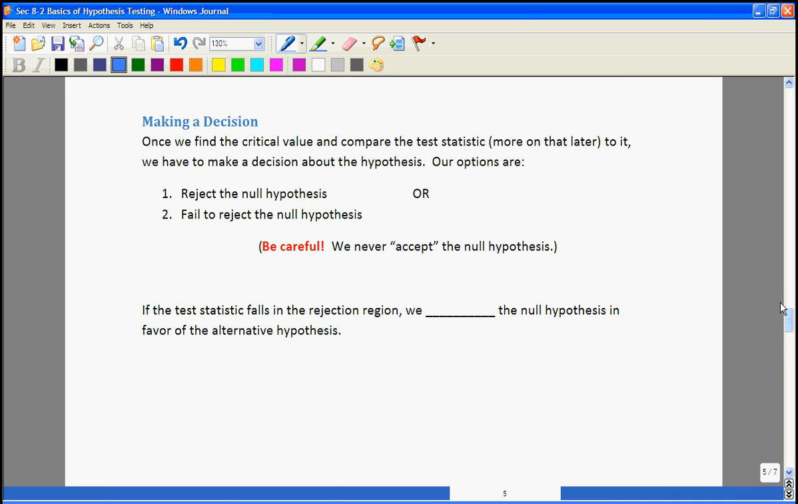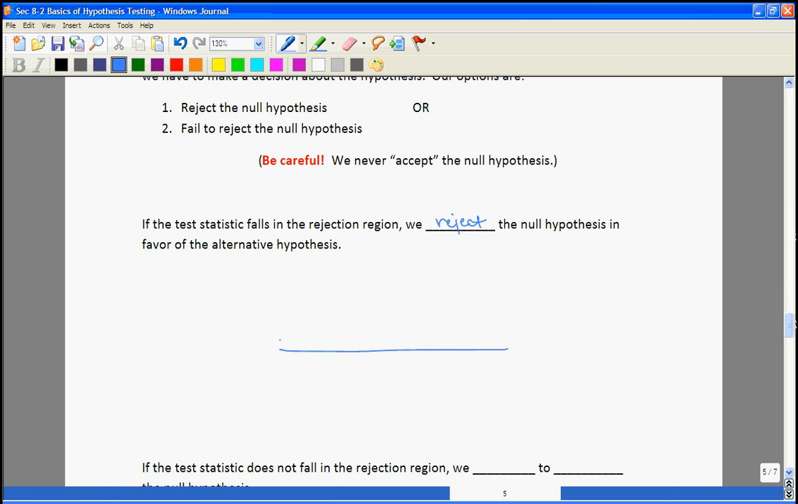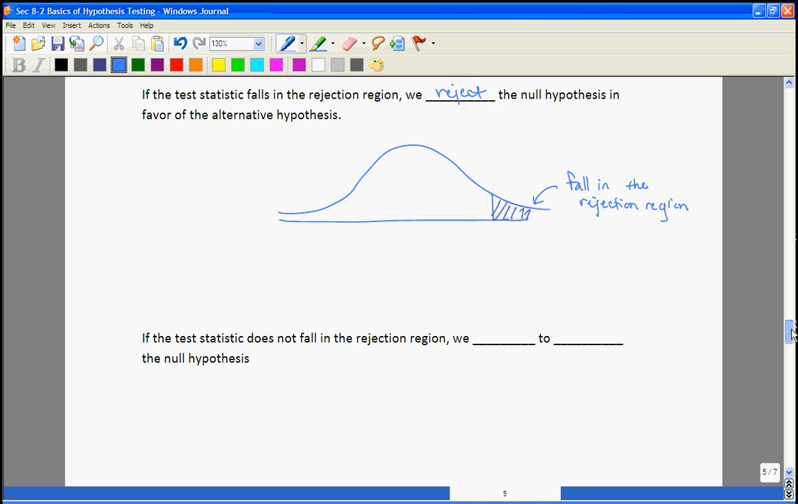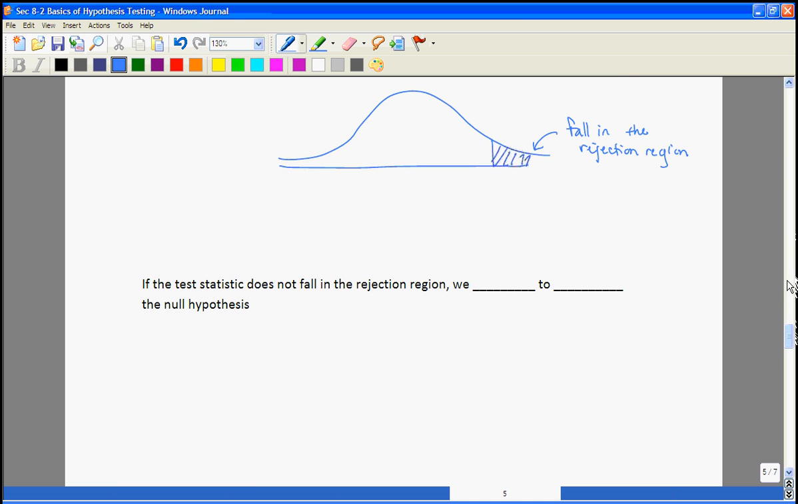If the test statistic falls in the rejection region, we will reject the null hypothesis in favor of the alternative. So just as we showed above, whatever my rejection region looks like, if I fall in the rejection region, then I would reject the null hypothesis. But if the test statistic does not fall in the rejection region, we fail to reject the null hypothesis.